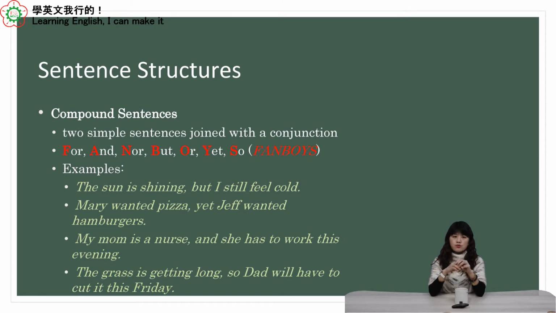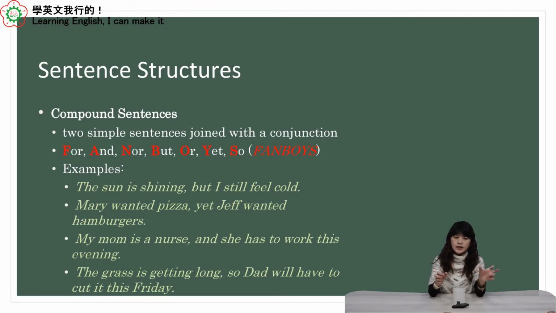If you want to write compound sentences, then you need to use one of these conjunctions and combine two simple sentences together. So let's look at the example here. The sun is shining, but I still feel cold. So here are two simple sentences.